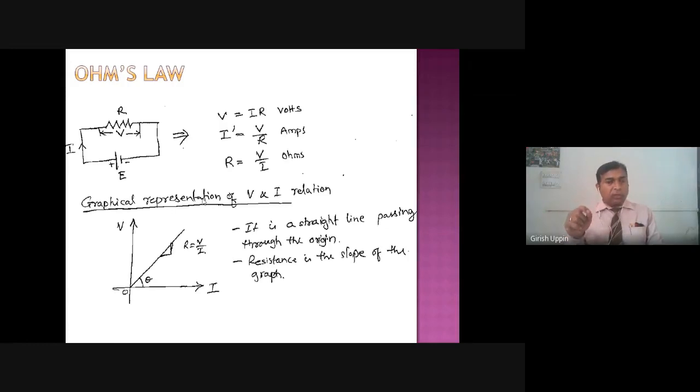If you represent the voltage and the current on a graph, with the current on the x-axis and voltage on the y-axis, and you apply different voltages across the resistor and measure the current, you will get a linear relation between the voltage and I. The slope of that linear relation is given by R equal to V by I, which is nothing but the resistance. It is a straight line passing through the origin. Resistance is the slope of the graph.